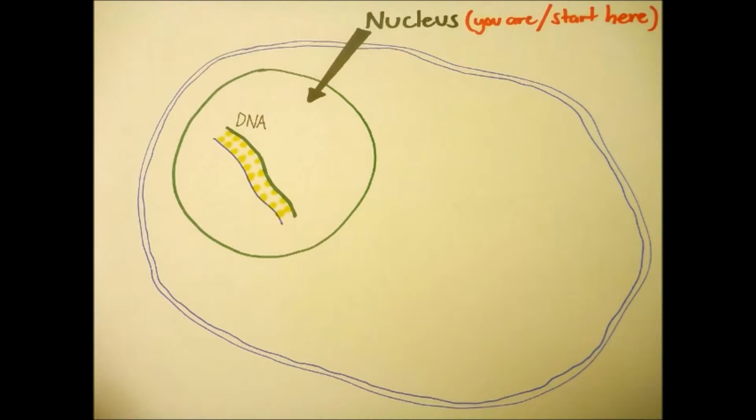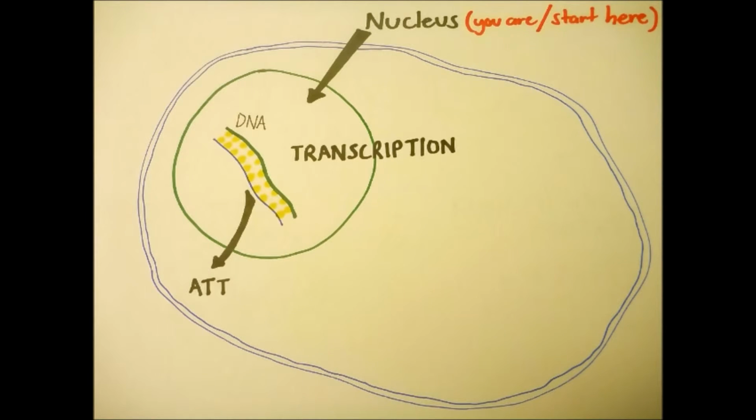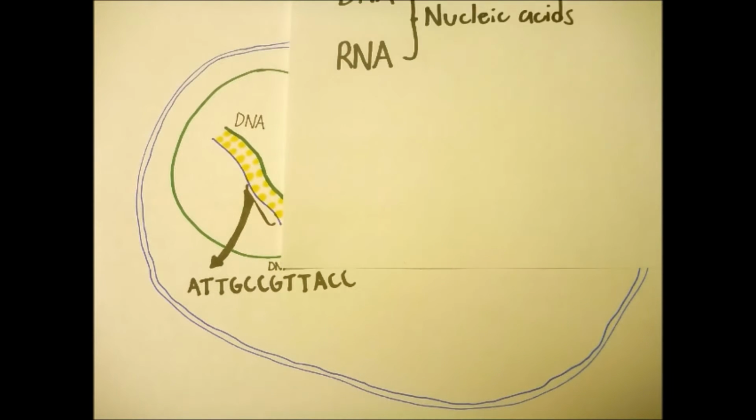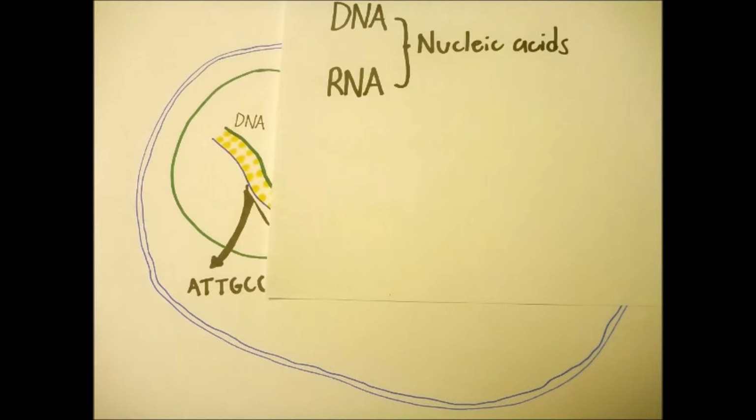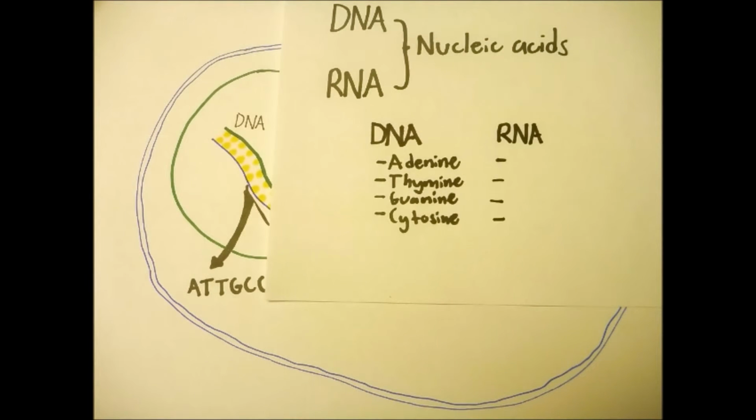We begin our journey in the nucleus of the cell with the process called transcription. To demonstrate this, let's pretend that the gene sequence ATTGCCGTACC creates a structural protein. So the DNA message to create a protein comes in the form of RNA. RNA, just like DNA, is a nucleic acid. And just like DNA, RNA has 4 nitrogen bases. But instead of having thymine, RNA has uracil.